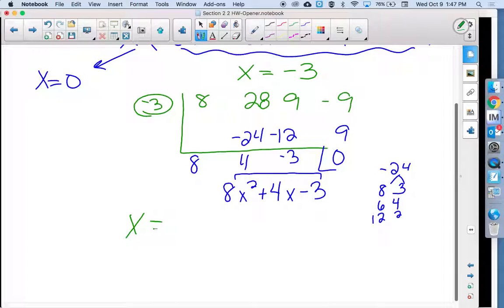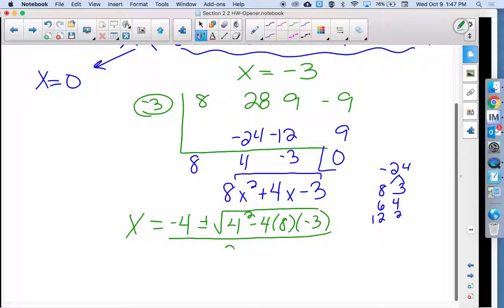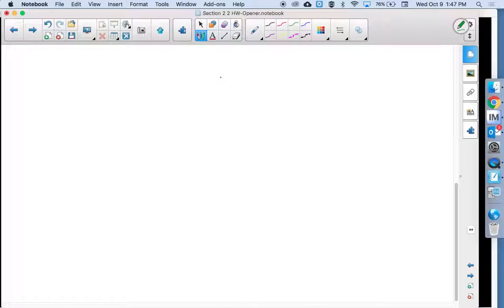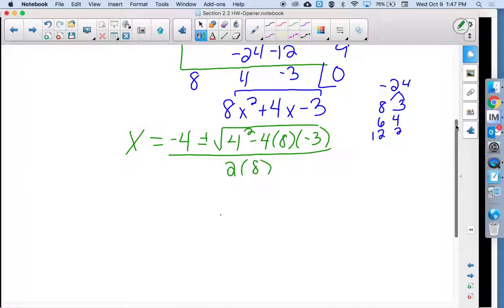The quadratic formula: negative b plus or minus the square root of b squared minus 4ac, all over 2a. And then using your wonderful mental math skills, 16, 32 times negative 3, that's negative 96. So 16 and 96, 112?